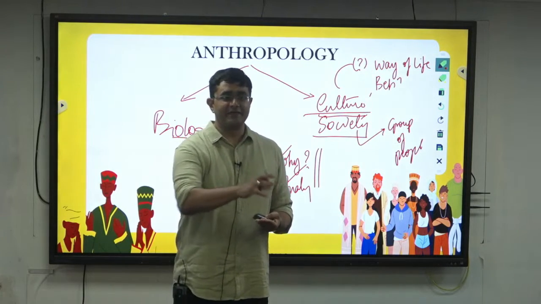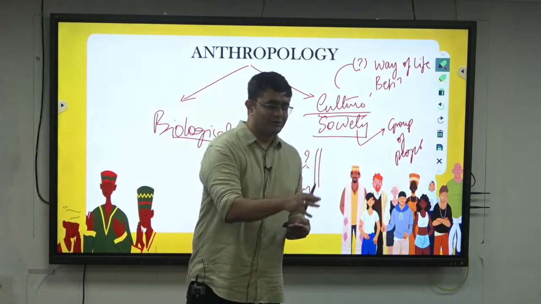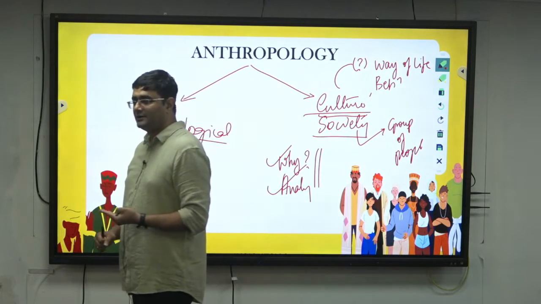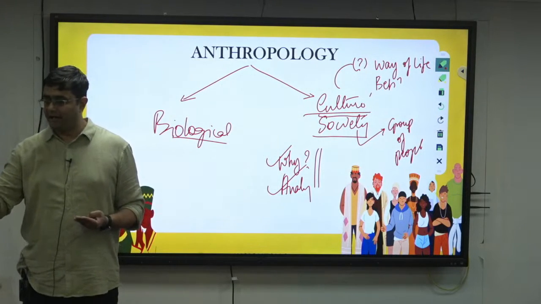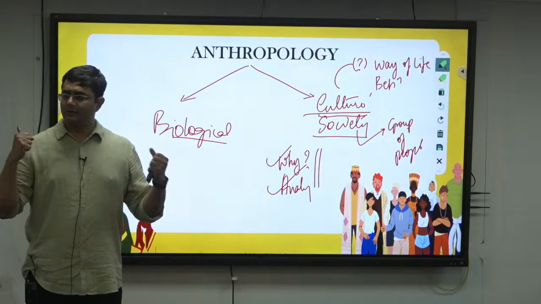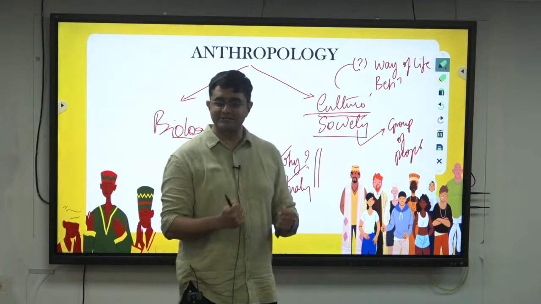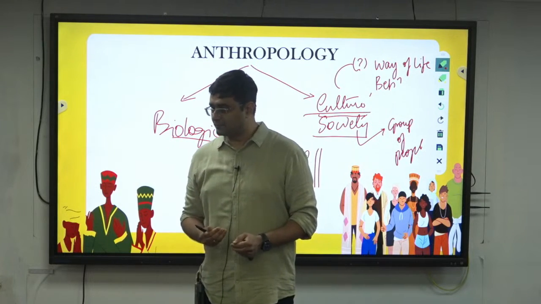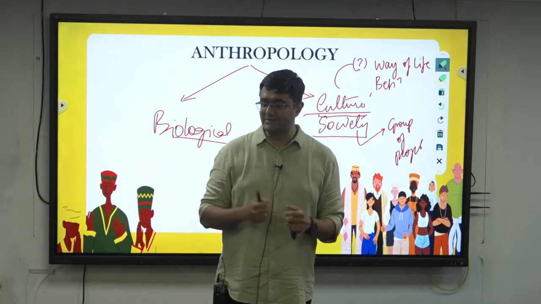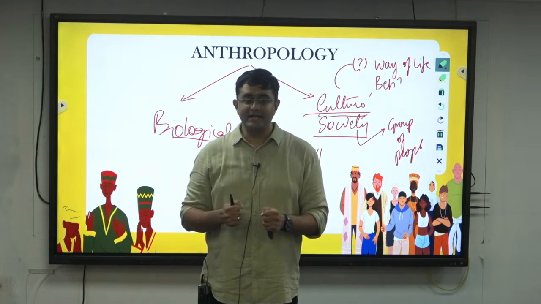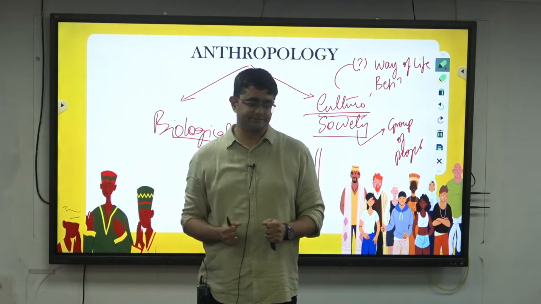How do hunters and gatherers live their life? How do pastoralists live their life? How do horticulturists live their life? And that in turn affects other parts of the society. See, for example, in an agrarian society, you need more muscle power. And therefore, men are more dominant in such society. If you take our example also, we are an agrarian economy. So therefore, our society is patriarchal, meaning males are dominant.